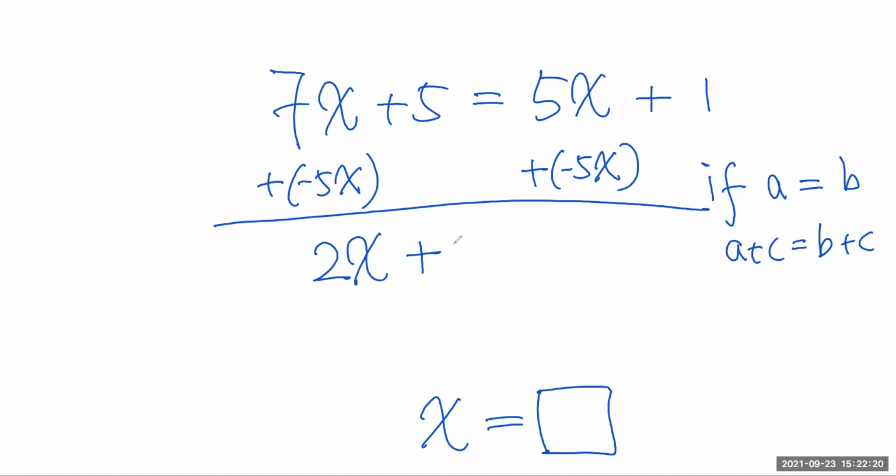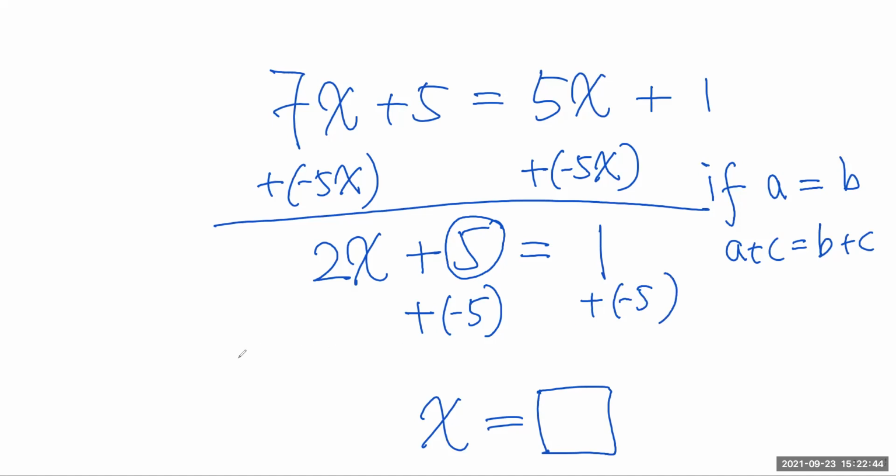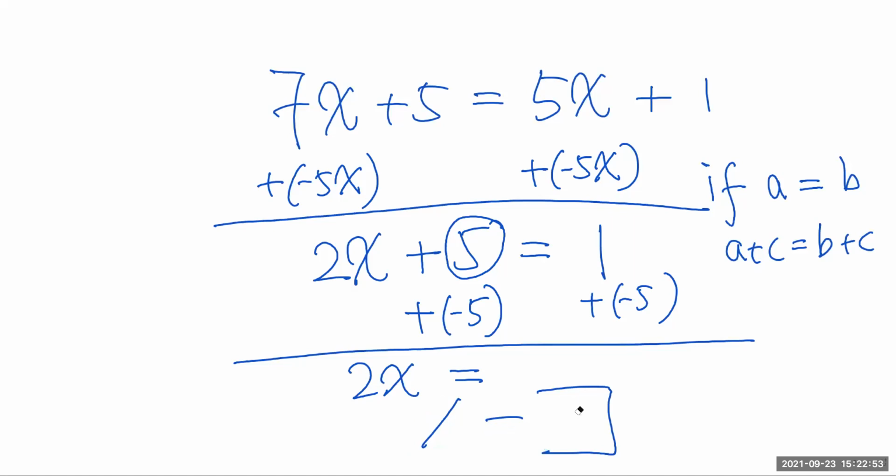Very good. Then we got 2x plus 5 equal on this side is 1. So how do we do this? Once you get the number, the second step is to get rid of this number, right? How do we get rid of that? So you add its opposite, right? Then therefore we have 2x left. On the other side, we have -4. Yep, very good.